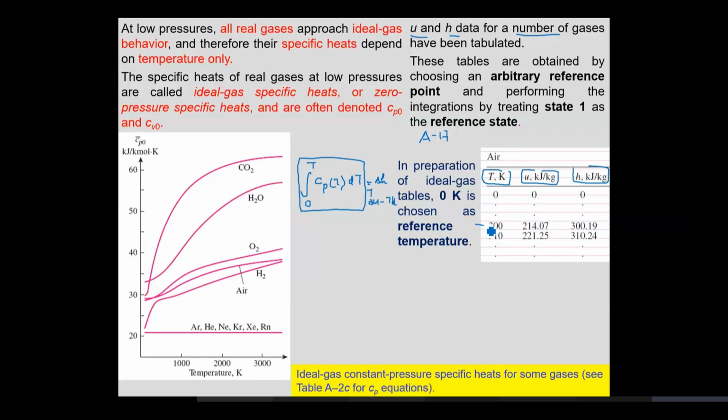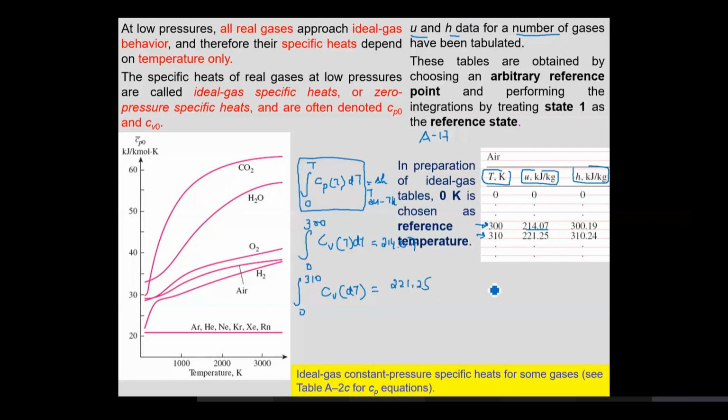So let's say I talk about 300 Kelvin and the value is 214. It means that from 0 to 300 Kelvin, the value of integral Cv dT for air is essentially 214.07. Similarly, if I look at 310, I would say that from 0 to 310, the value of integral Cv dT is essentially 221.25 kilojoules per kg.